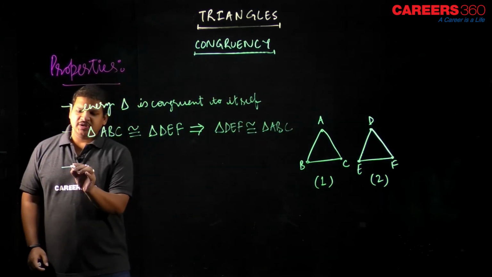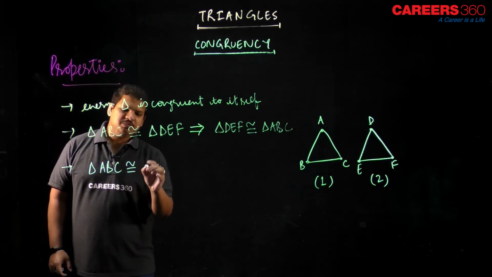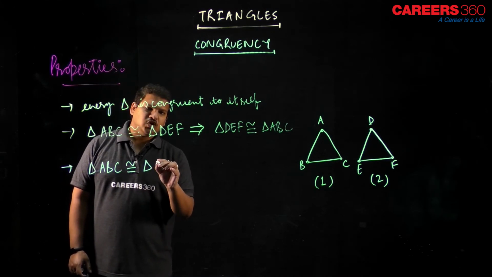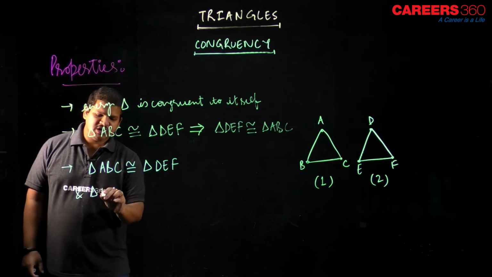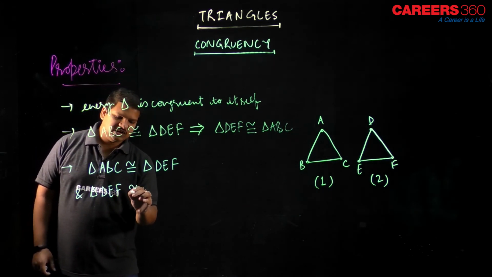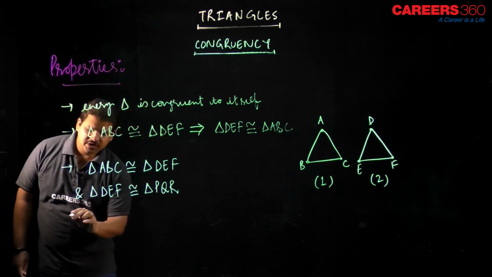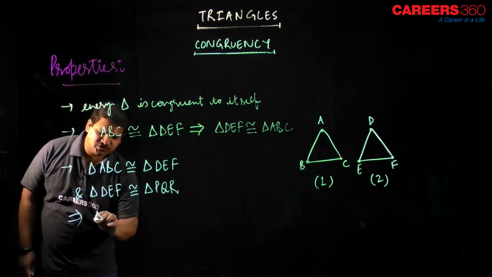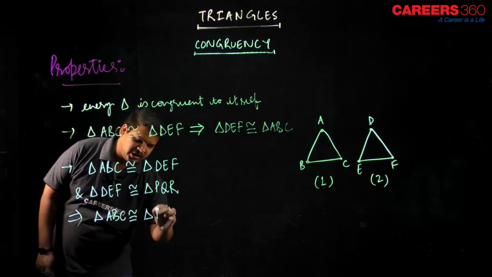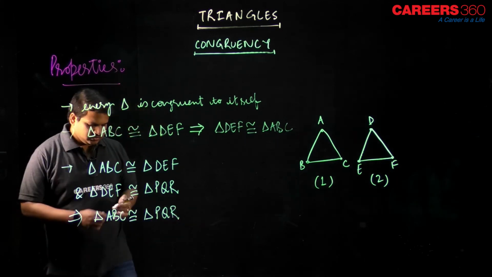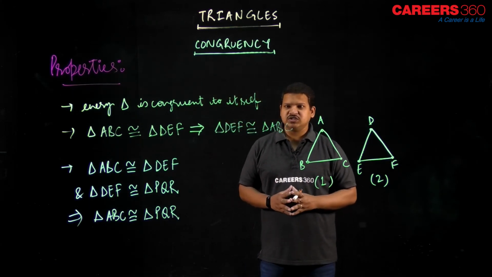And the third property we have is, if triangle ABC is congruent to triangle DEF and triangle DEF is congruent to some triangle, let's say PQR, then what I can essentially say is that triangle ABC will also be congruent to triangle PQR. So these three are my basic properties of congruency. I hope it is making sense to you.